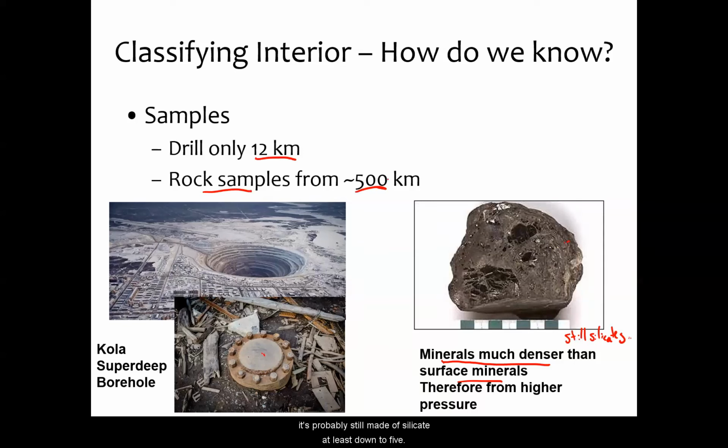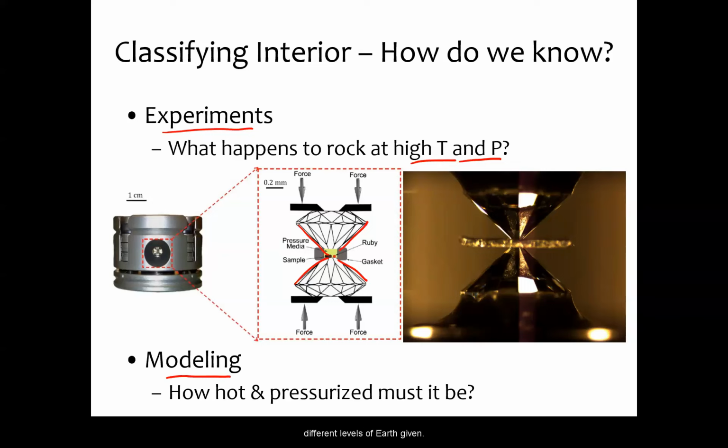We can use modeling to tell us how hot and pressurized it must be at different levels of Earth, given the stuff that's overlying it and given the rate at which heat is being emitted by radioactivity in Earth's surface and things like that. Modeling is a way for us to describe phenomena quantitatively and make predictions by adding together all of our physical laws.